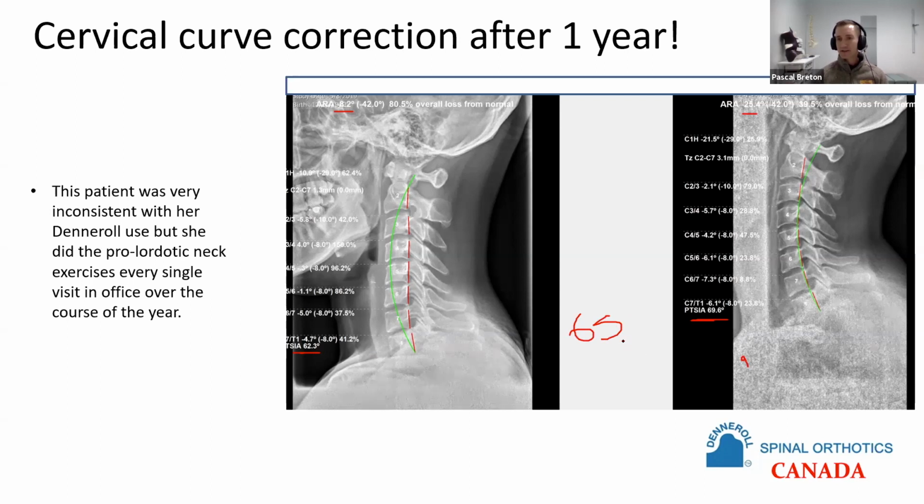If we use Dr. Kwan's method of saying pizza minus 40, her normal neck curve, or an ideal neck curve for this young lady, would be about 25 degrees. And you can look now, boom, 25 degrees.